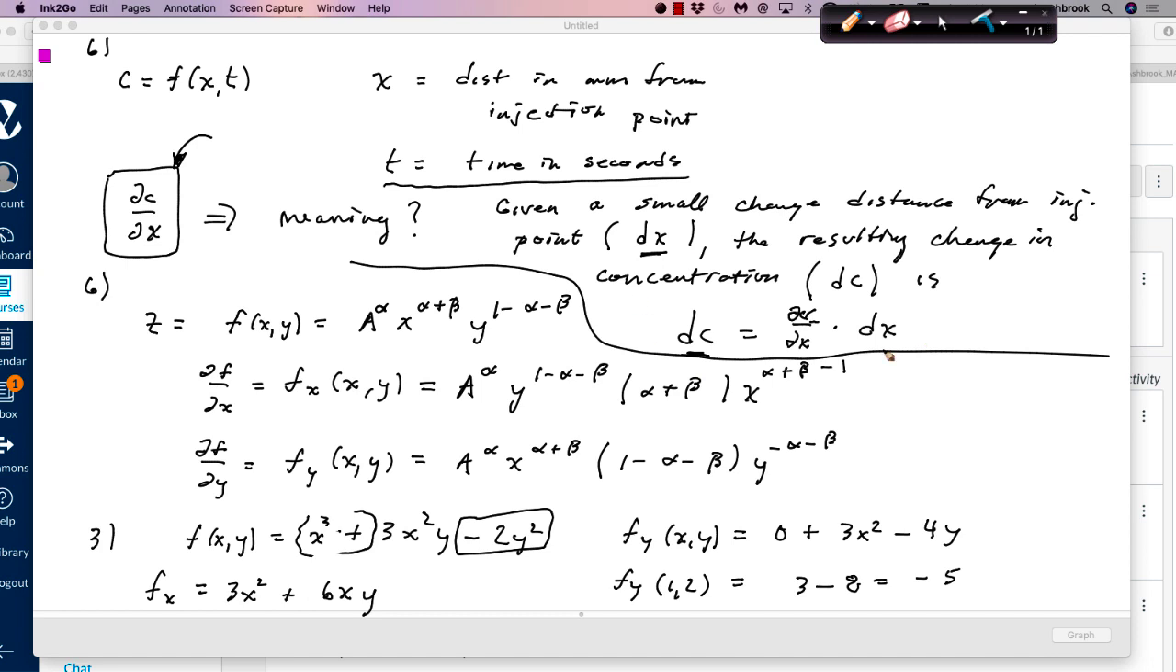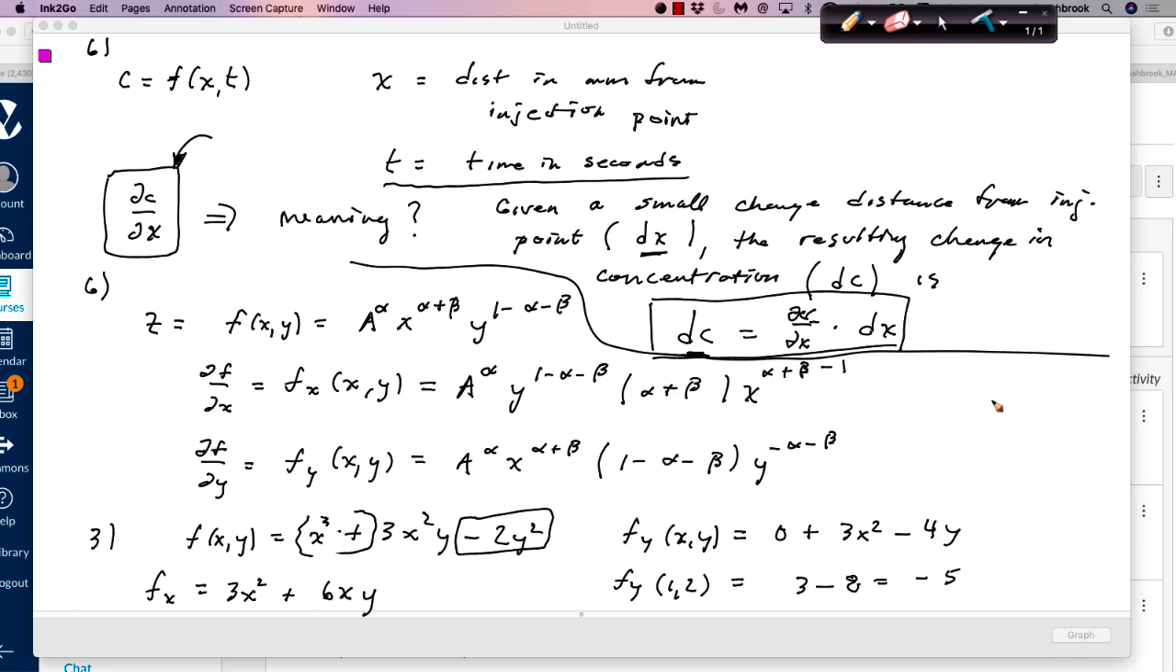So we're going to practice more of that. Do you kind of remember that from Tuesday? We practiced that with the guitar string. So for a fixed time and a little change in distance, dx, the resulting change in concentration would be the rate times the dx that you picked.